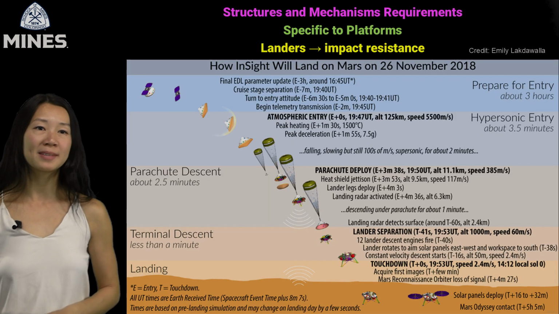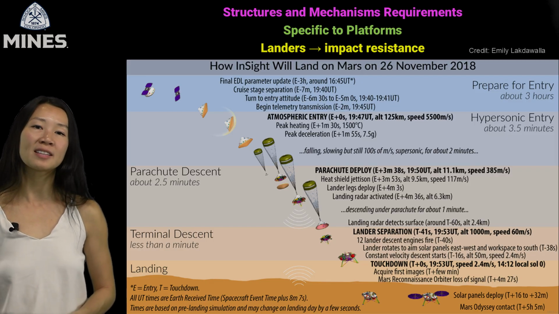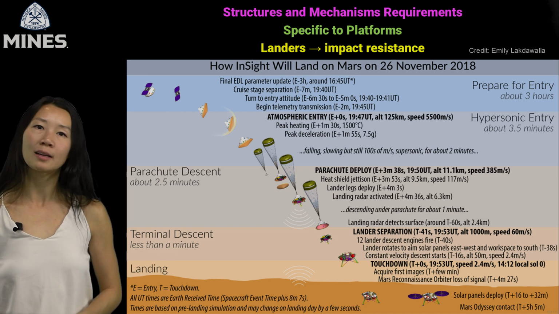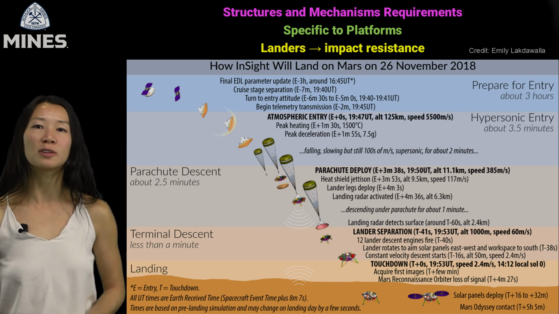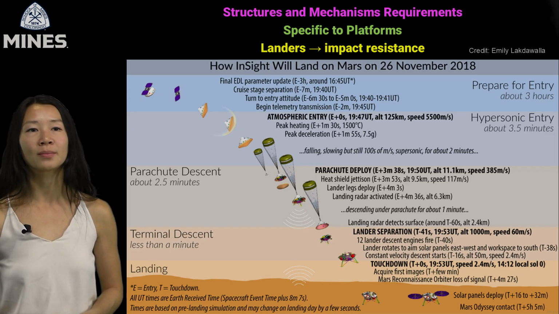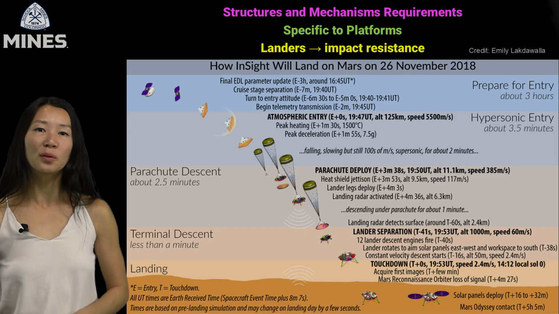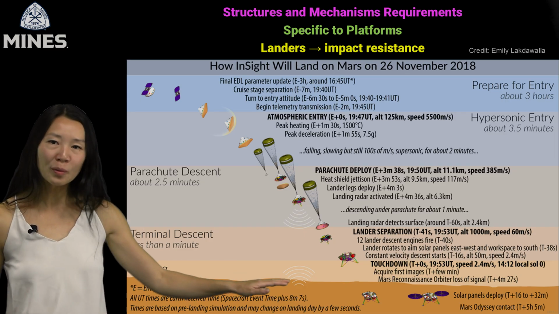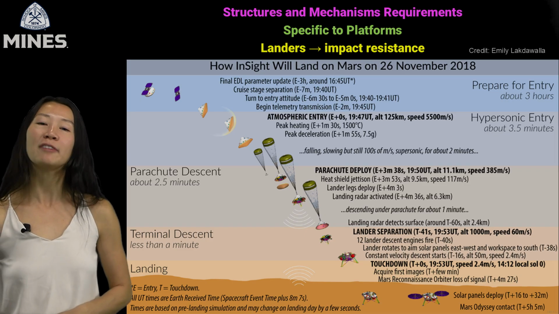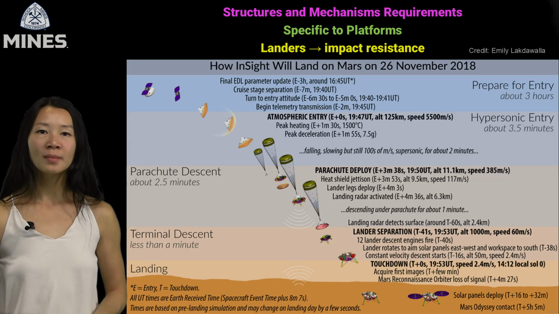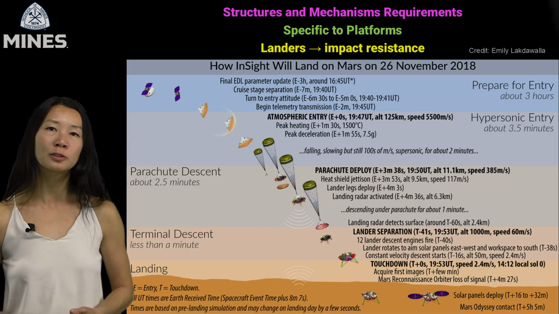What goes up must come down, and for landers, coming down safely is the whole point. This diagram shows the full entry, descent, and landing, or EDL sequence for NASA's InSight lander, which touched down on Mars in 2018. From atmospheric entry at 5,500 meters per second all the way down to the gentle 2.4 meters per second touchdown, every second of this descent involves intense structural and mechanical demands. The structure's subsystem plays a critical role here.